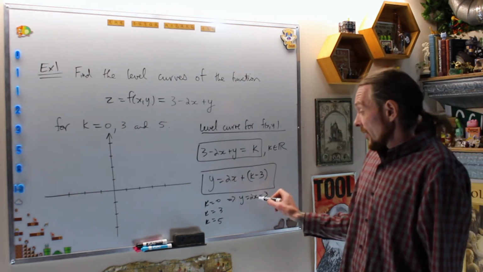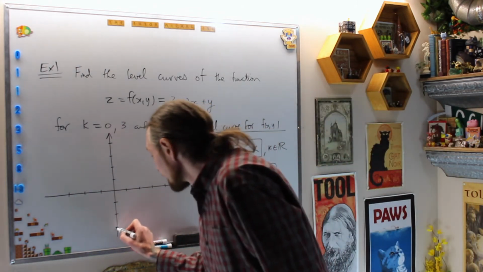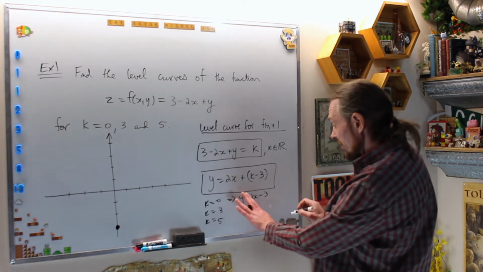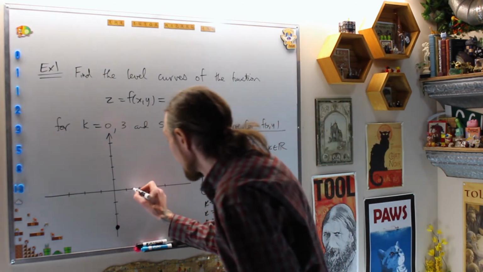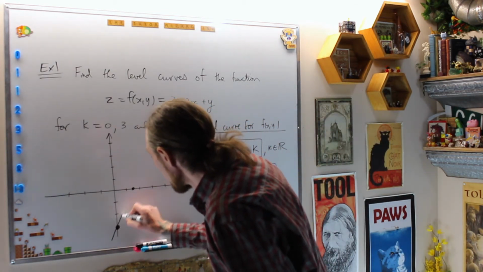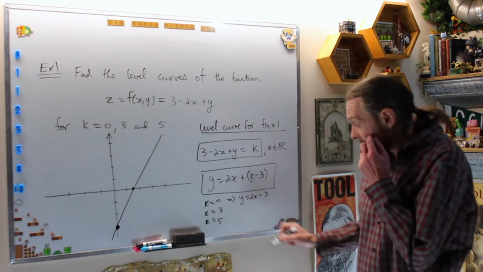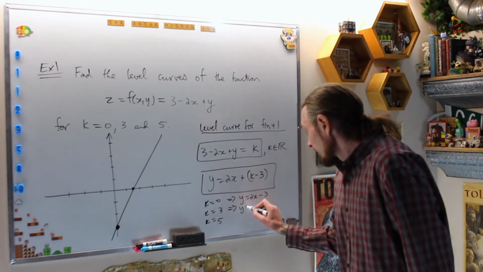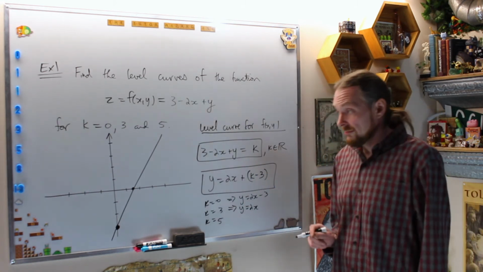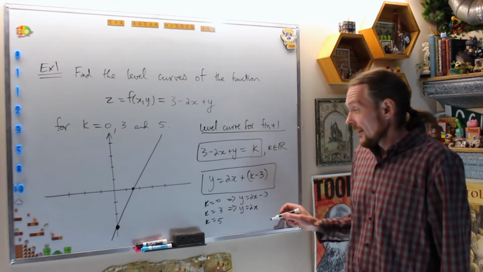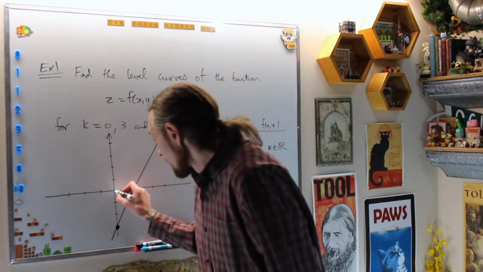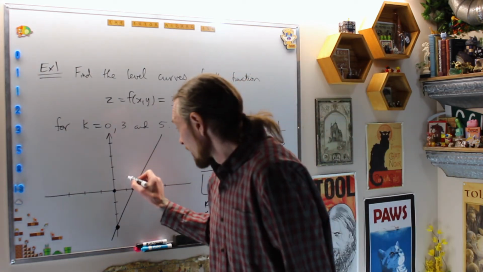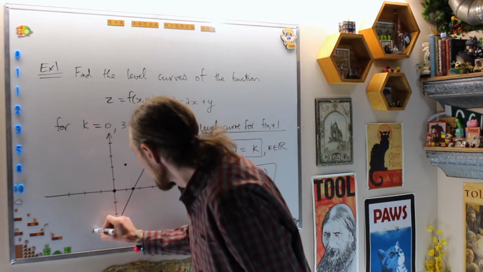How do I draw that? The easiest way to draw this is when x is 0, y is negative 3, sorry, and when y is 0, x is 1.5. So we get this line. For k equals 3, we get y is equal to 2x plus 0. Again, what do I do for that? The easiest way to sketch that is when x is 0, y is 0. So this one goes to the origin, 0, 0. When x is 1, y is 2, 1, 2. And we get this line.